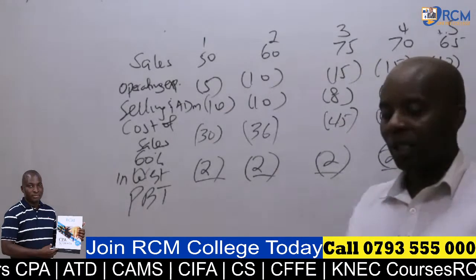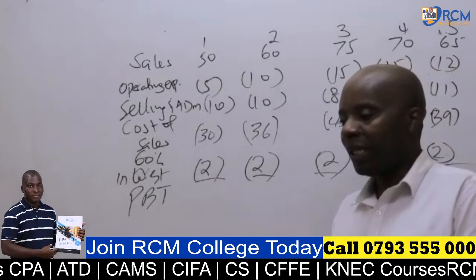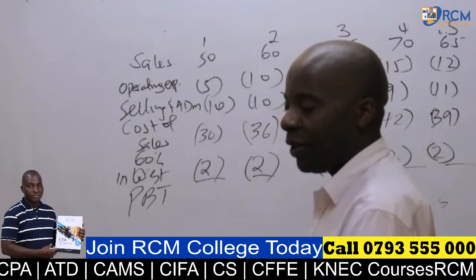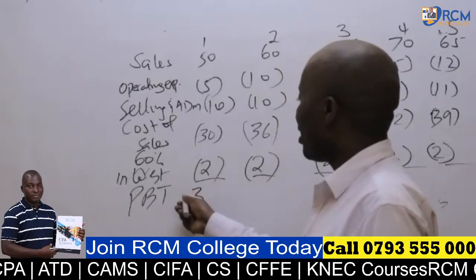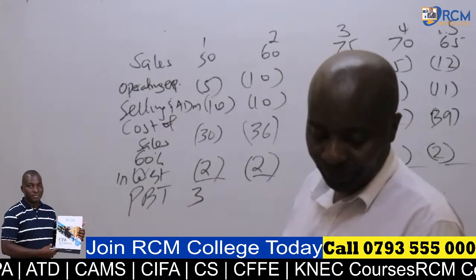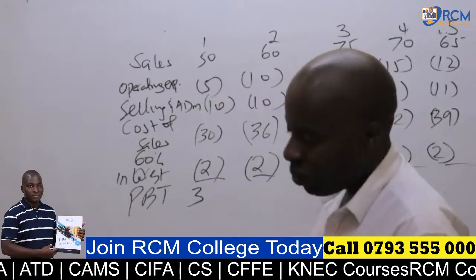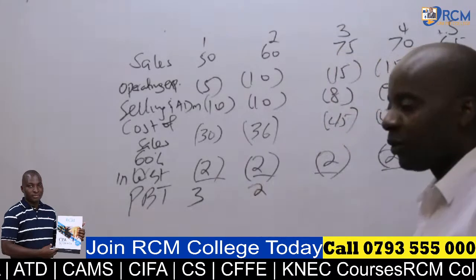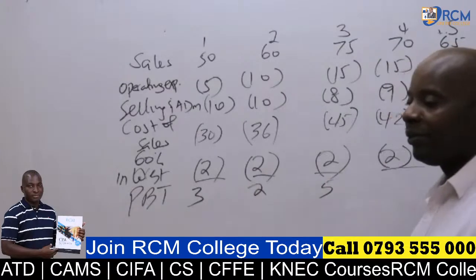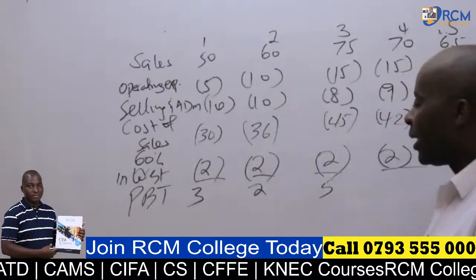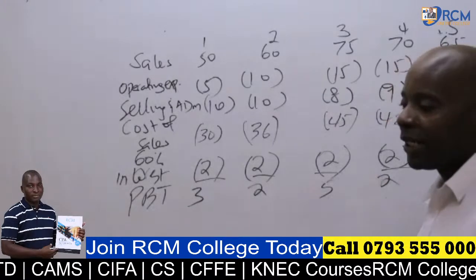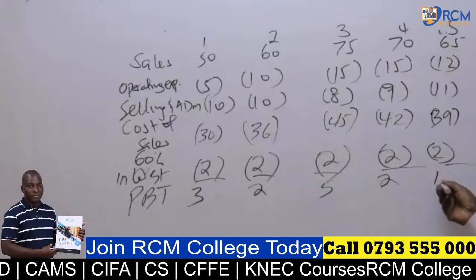Profit before taxation, being given by Emma here, a figure of 3.2. But these are your figures, not my figures. 5, Bernard. Bernard gives me another one of 2. The last one, Bernard gives me 1.